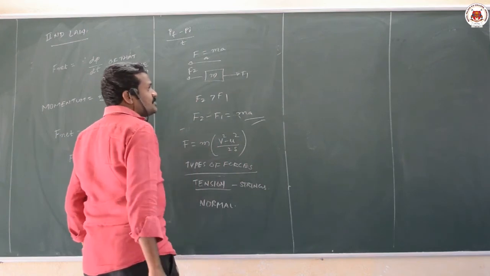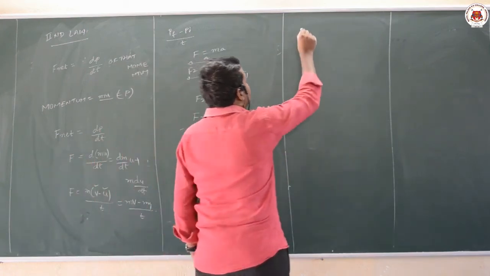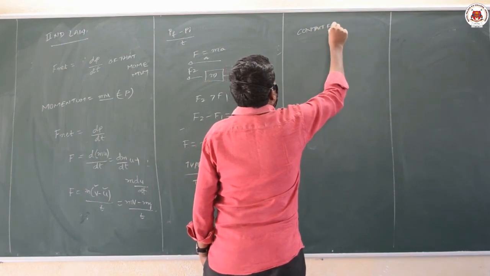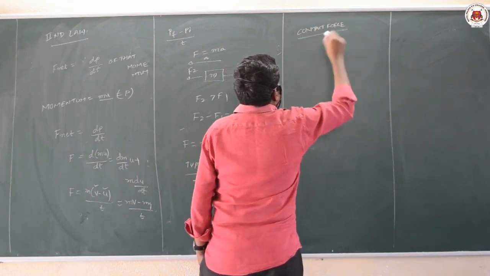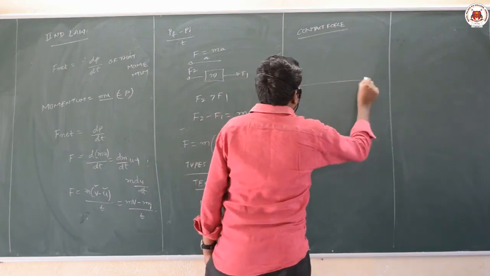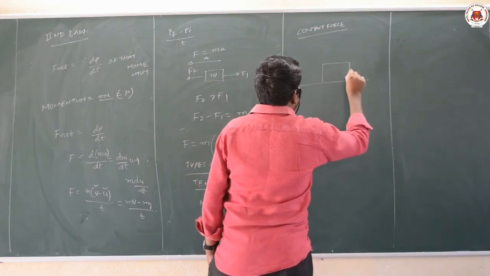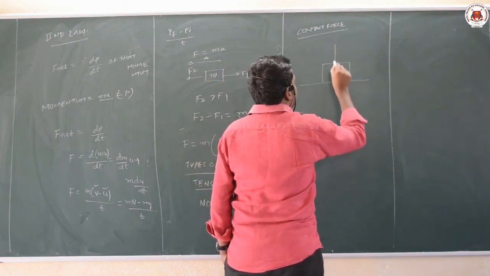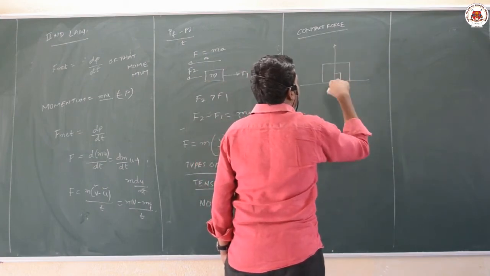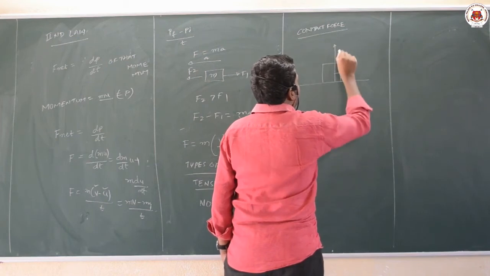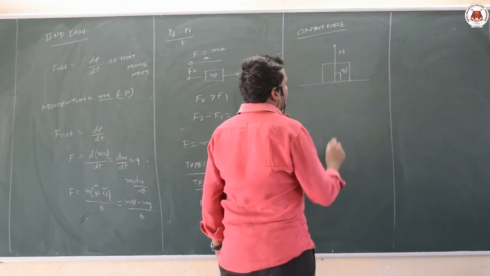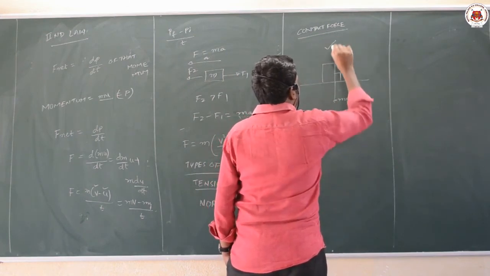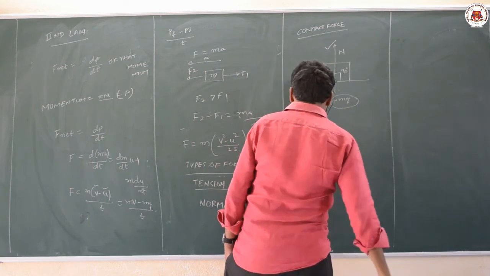And normal reaction is a type of contact force in which one body is placed on another body. The force which is acting perpendicular to the lower surface of the upper body is called normal reaction. mg will be acting down, and this normal reaction will balance this mg.